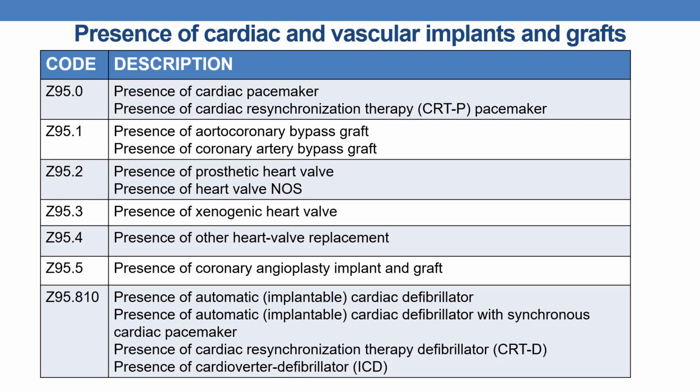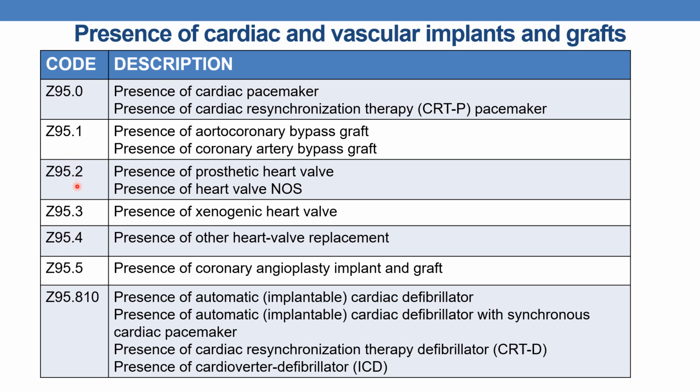Now coming to the next category, that is Z95, which indicates presence of cardiac and vascular implants and grafts. The first code is Z95.0. It indicates presence of cardiac pacemaker or presence of cardiac resynchronization therapy, CRT-P pacemaker. The next is Z95.1. It indicates presence of aortocoronary bypass graft or presence of coronary artery bypass graft, CABG. That is indicated by Z95.1.